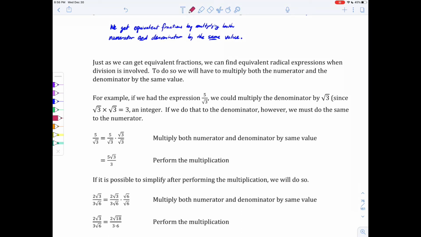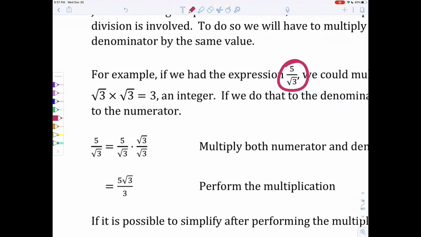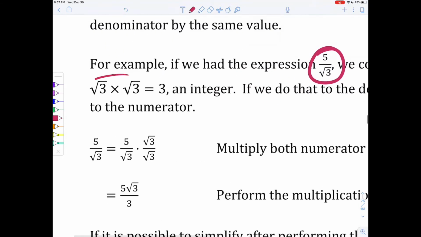Well, if I'm taking a look at, for example, this radical expression here, it's the fraction 5 over the square root of 3. Now, if I look at this, how do I get rid of that root 3 in the denominator? Well, I can see, or I know that if I take the square root of 3 times the square root of 3, I know that I get the square root of 9, and the square root of 9 is 3.